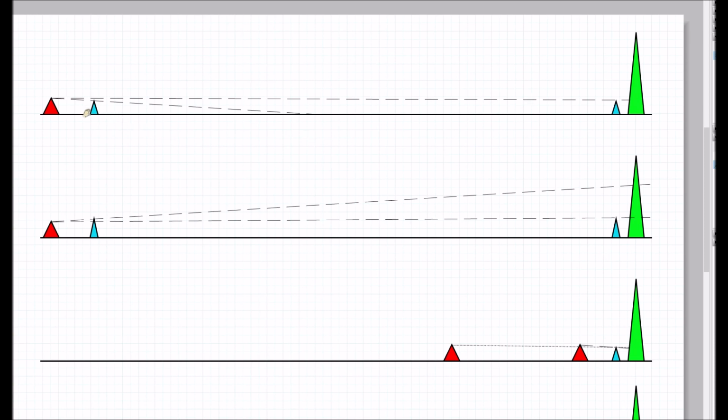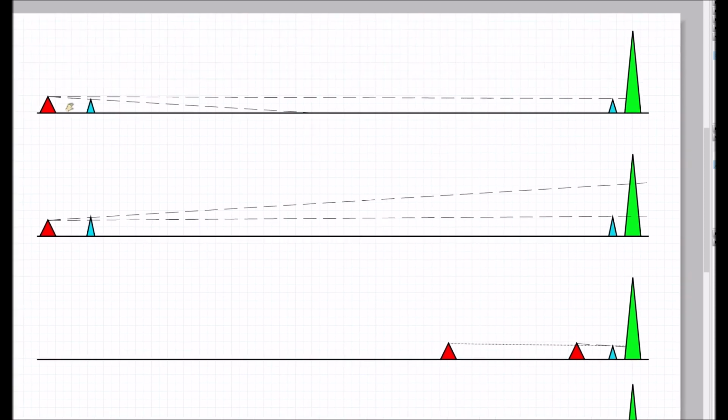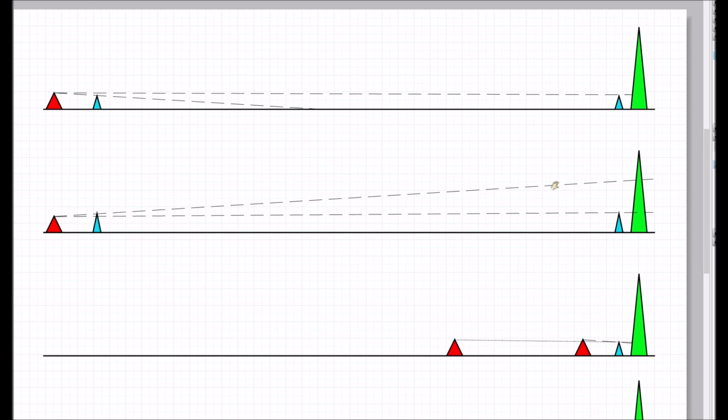So what we see is that the blocking object, when it is lower than the eye level of the observer, can only block its own height of the target object. It can't block more than its own height of the target object on a flat earth, on a flat plane.